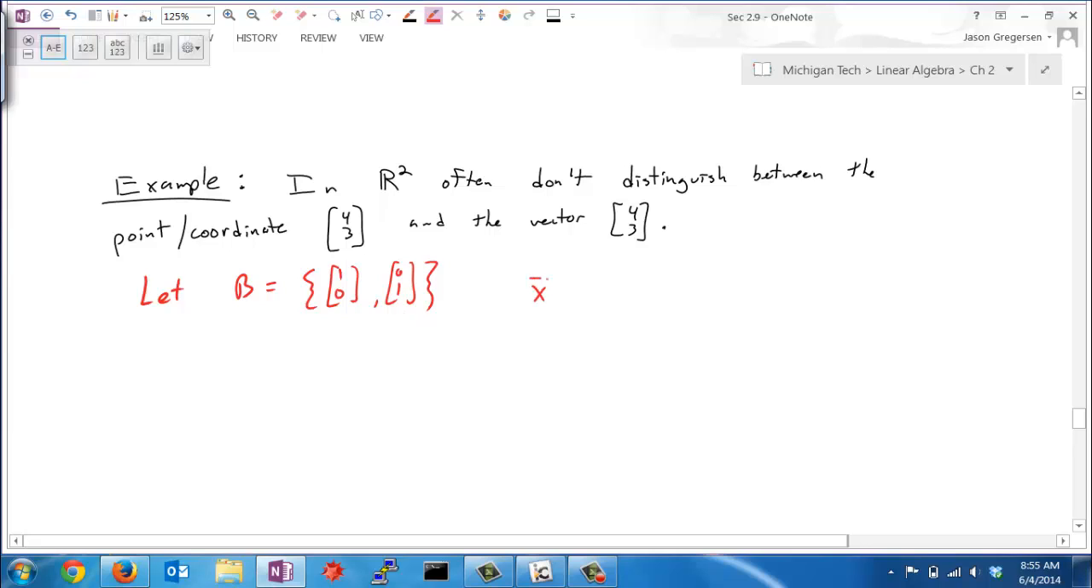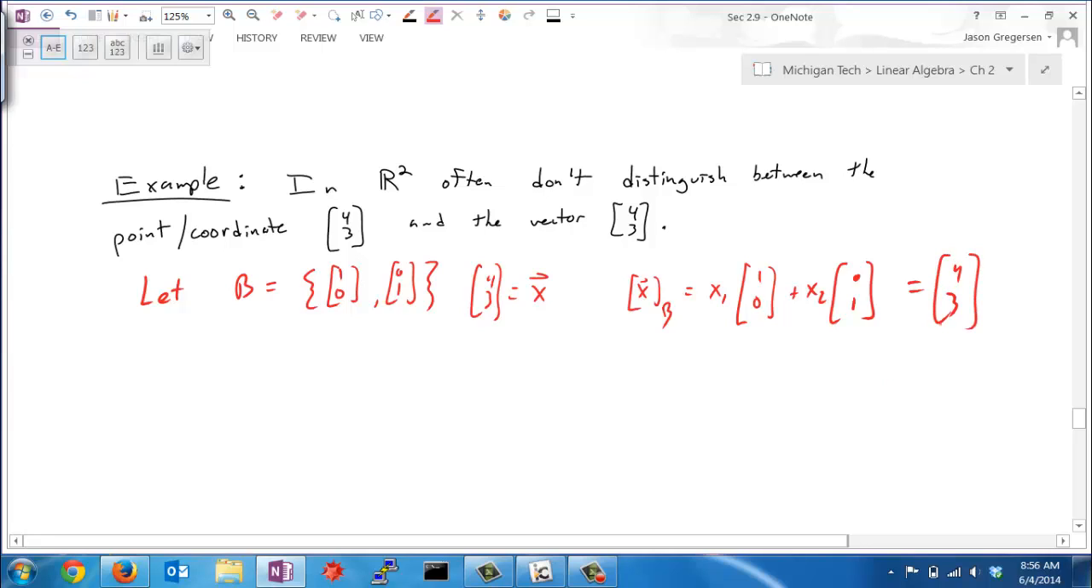And if I have a vector x which is equal to 4, 3, and I want to find the coordinates of x in terms of my basis, I need to find an x1 and x2 such that x1 times the first basis vector plus x2 times the second gives me 4, 3. That's how I find the coordinates. And of course, to do this, we would write out the augmented system. In this case, the augmented system is awesome. And so I know x1 is just 4, x2 is just 3. And so the coordinates in terms of the standard basis are just 4, 3.